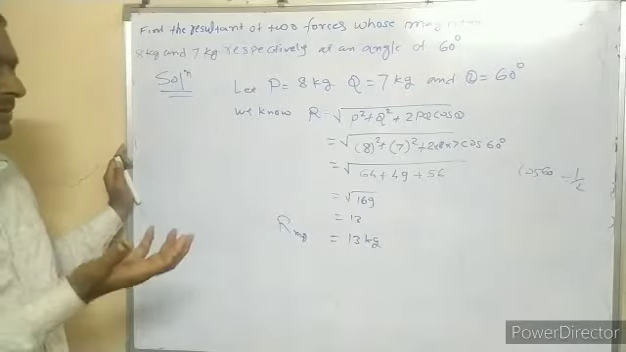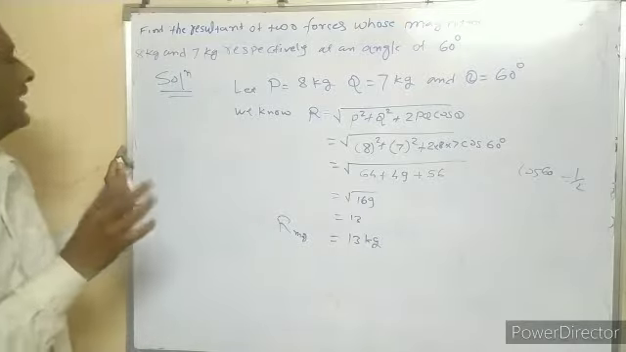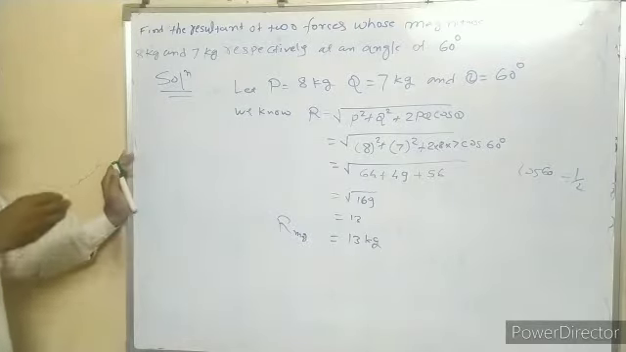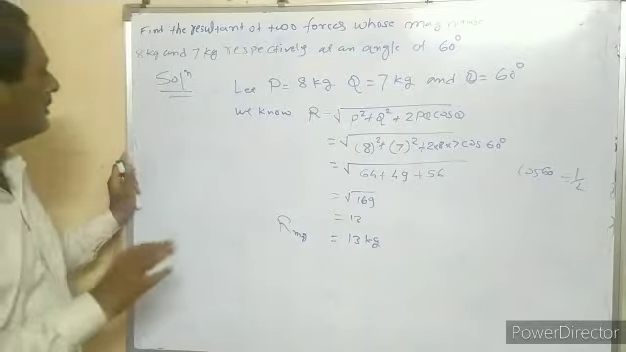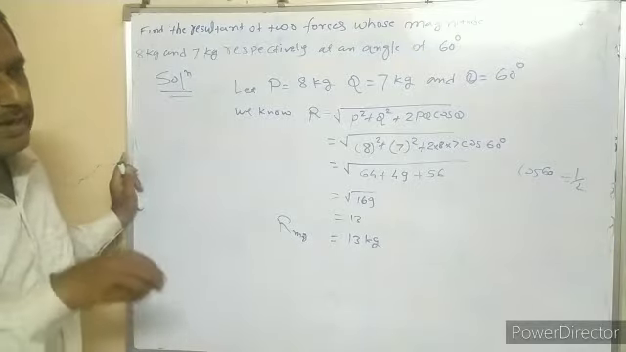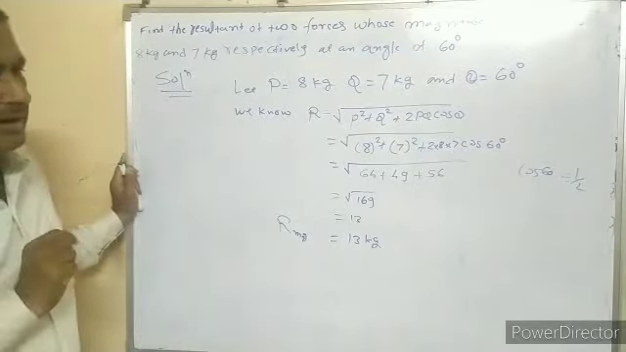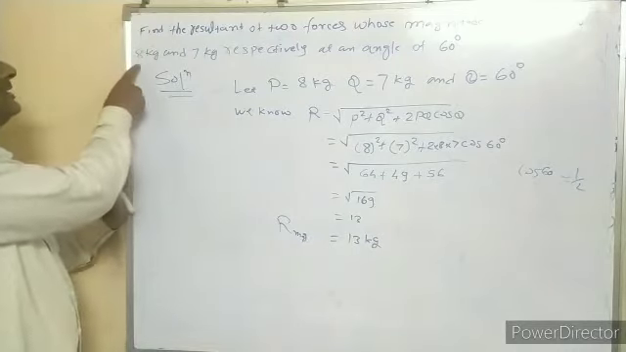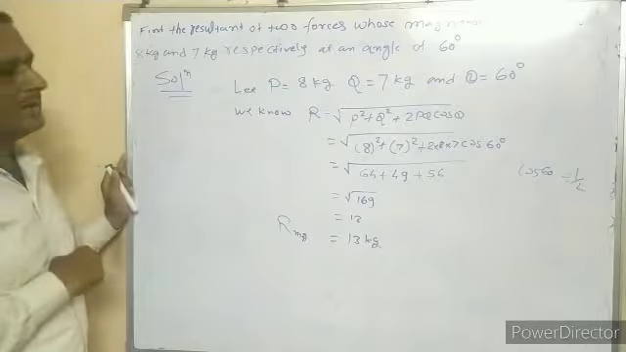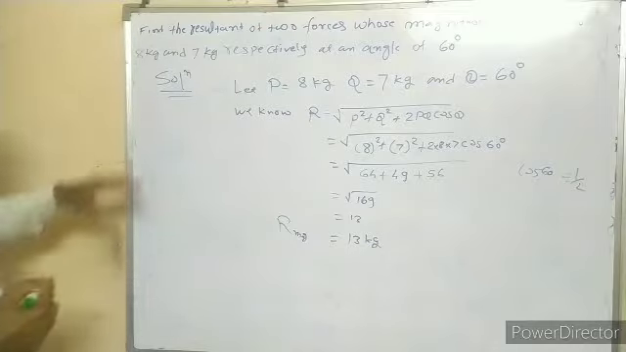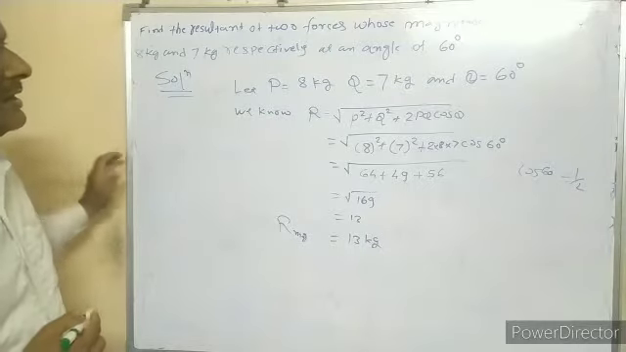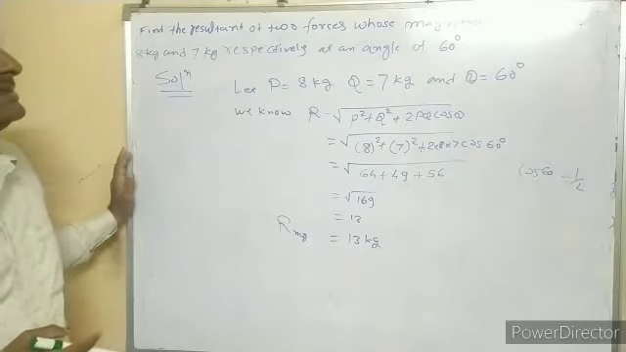Weight means if you have an object of 8 kg in your hand and you release it, it will fall on the ground. The direction of the force is toward the ground, and the weight is the mass with a direction. Weight is nothing but the force. Now 8 kg and 7 kg are the respective weights, and the angle between these two forces is 60 degrees.